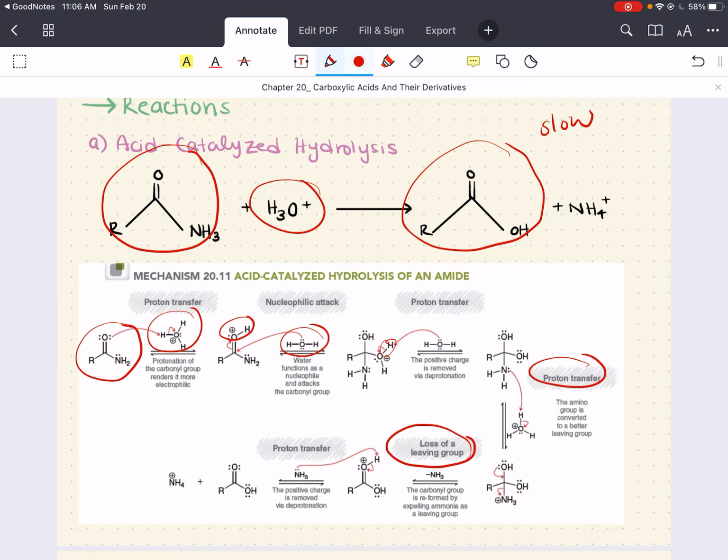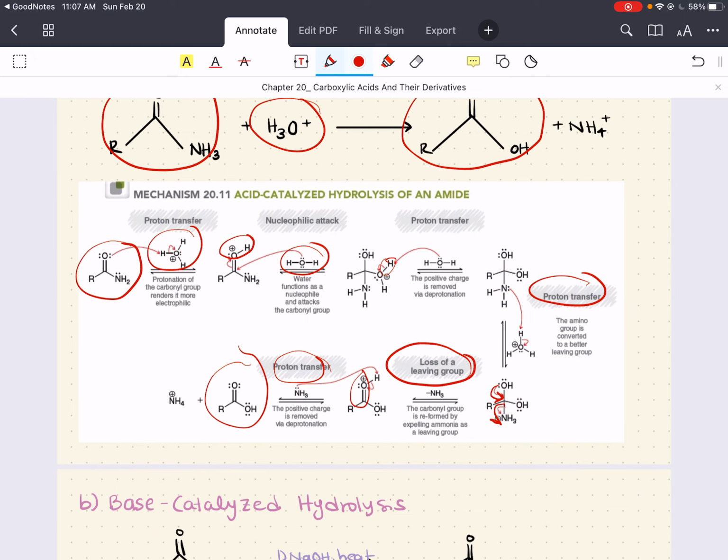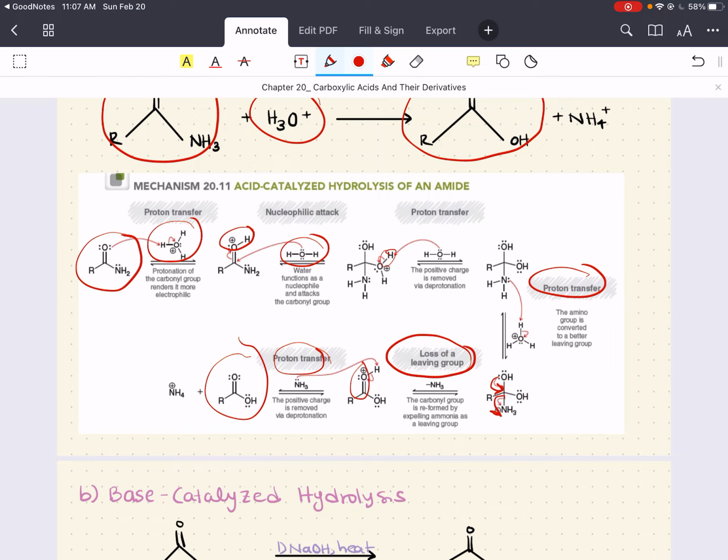Fantastic. Now we can do loss of the leaving group. Our amine can leave, and in the process, we're reforming our double bond, and the ammonia group is leaving. So now we've reformed our carbonyl group. Through one more proton transfer, we have reached our carboxylic acid. So this is the mechanism for acid catalyzed hydrolysis: protonation of the carbonyl group, then water functions as a nucleophile and attacks the carbonyl group.